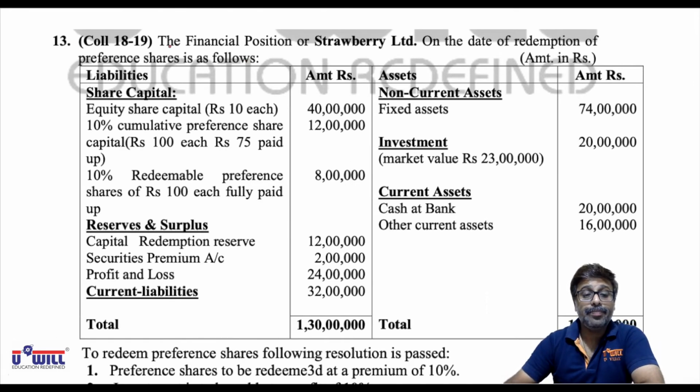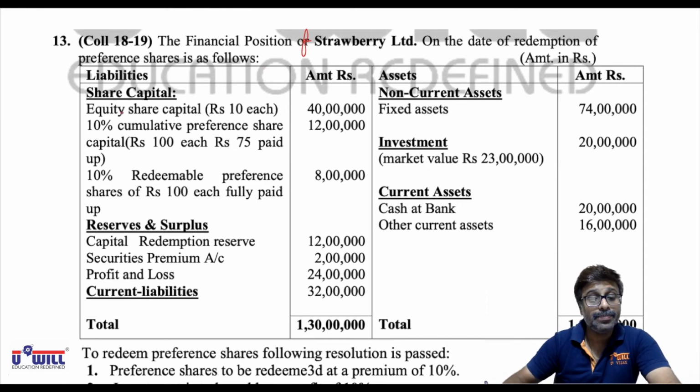Yes, question 13. The financial position, with the correction, of Strawberry Limited on the date of redemption of preference shares is as follows. Share capital, equity share capital rupees 10 each, 40 lakhs. Face value of equity shares is 10. 10% cumulative preference shares capital, 100 each, 75 paid up, means they are partly paid up.